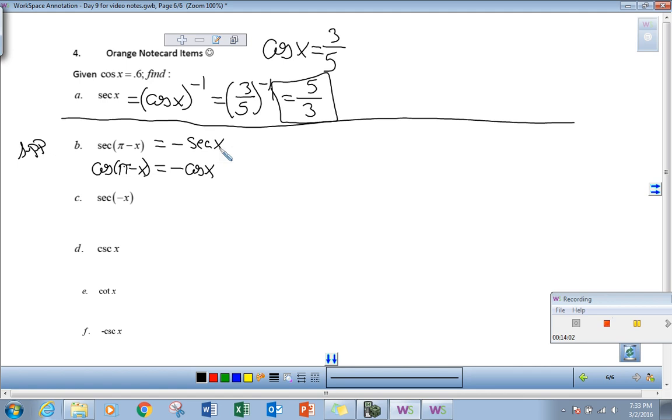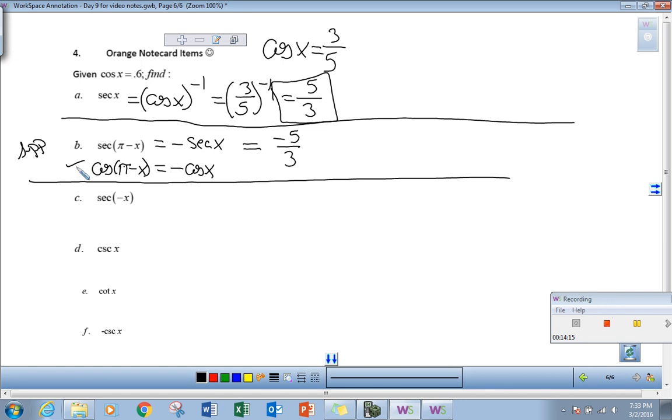And from part A, we said the secant is 5/3. So my part B is negative 5/3. So think in terms of something that you know and apply it.